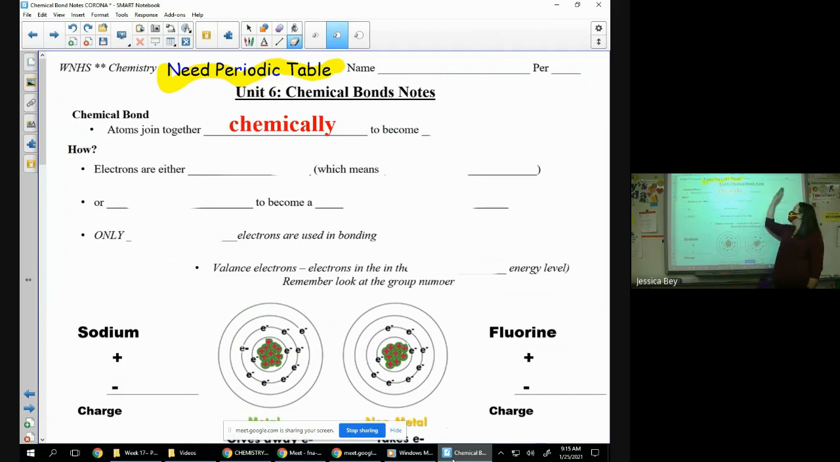to become stable. Now, at the end of the period, you're going to have 3 lecture questions. So I suggest you go ahead and fill these in and play along because when you're doing your lecture questions, they're always directly from the notes. Okay. Atoms join together chemically to become stable.